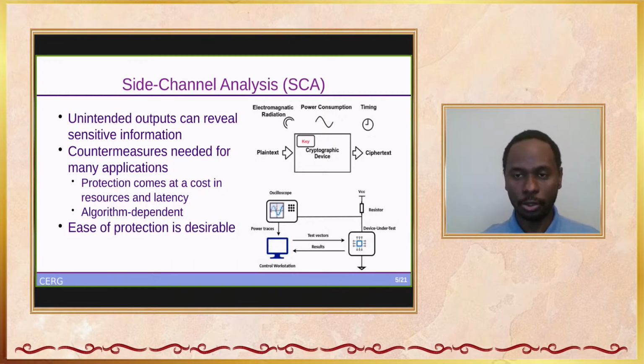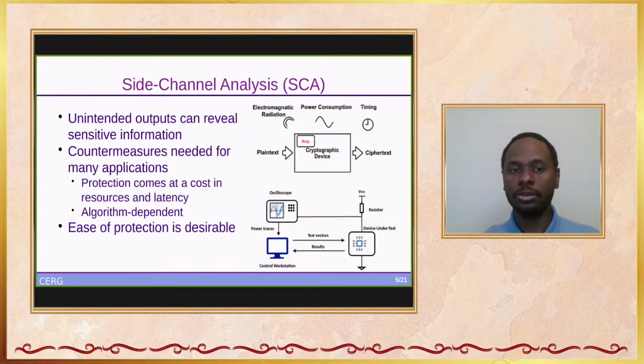So basically in any cryptographic system, you have your main channel. For example, you feed your device plain text and you get out ciphertext. This is the main channel, but you also have side channels like timing, power consumption, electromagnetic radiation. And by measuring these side channels, the adversary can learn information about the sensitive information, such as the key, and break the whole encryption system. So for this reason, you need countermeasures to resist these kinds of attacks.